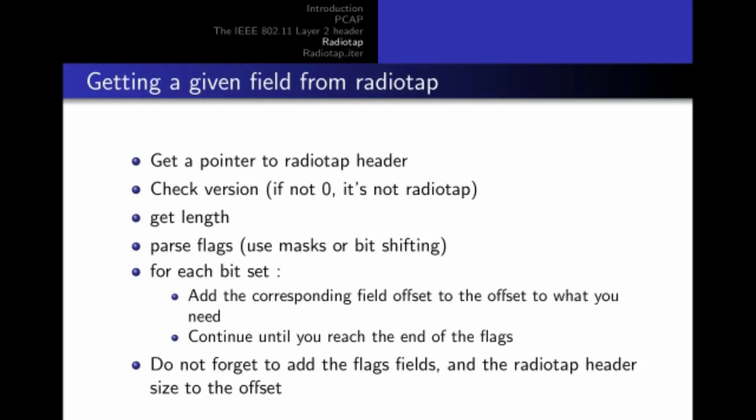For each bit set, you add the corresponding field size to the offset of what you need. So if you want the 4th field and you have 2 fields before, you have to jump over the first 2 fields, so you compute their size. You continue until you reach the end of the flags. Do not forget to add the flag fields and the Radiotap header size to the offset, because they are also in your array of bytes.